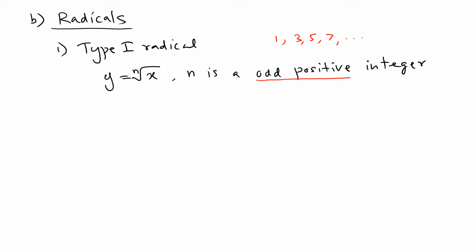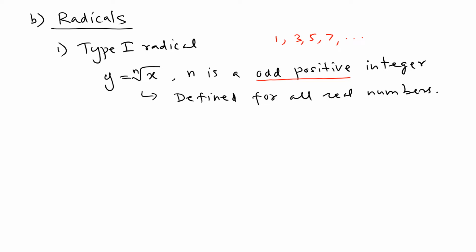So in this case, we can see that x can be anything: 0, negative, positive. For all the numbers, this is valid. For example, the cube root. You can take the cube root of any number, positive, 0, or negative. So in this case, x can be all real numbers. This is defined for all real numbers.